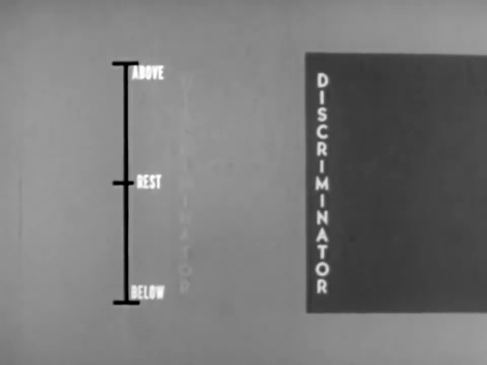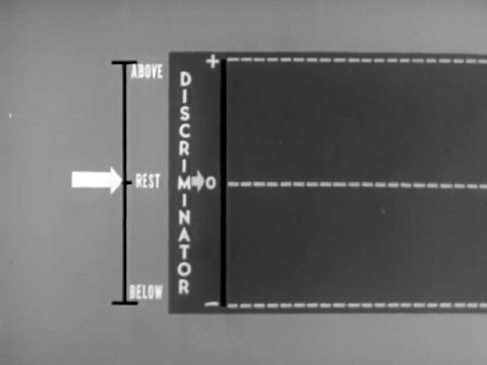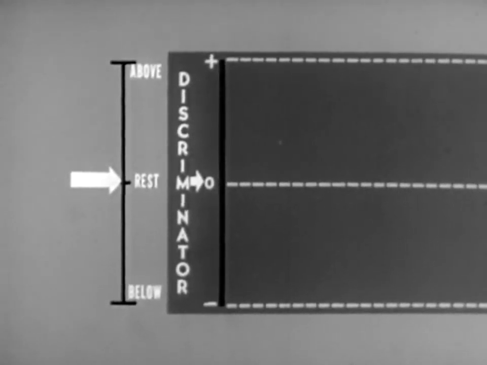Now we'll add another scale. This one will measure the voltages of the audio frequency signal coming from the discriminator's output. We'll add 3 dotted lines. One will represent 0 voltage. A second line will represent peak positive voltage, and a third will represent peak negative voltage. When the carrier is at rest frequency, the audio output voltage of the discriminator will be 0. Thus, an unmodulated carrier results in no audio signal.